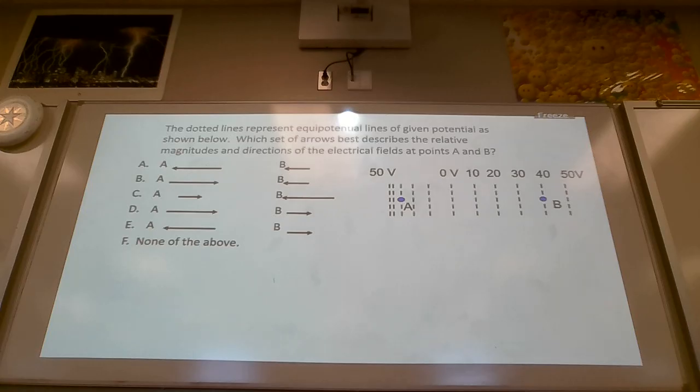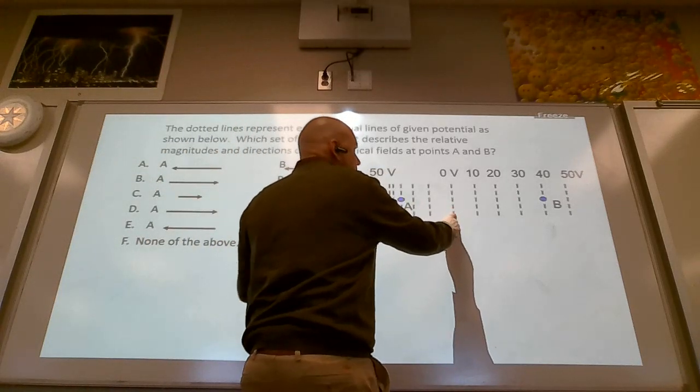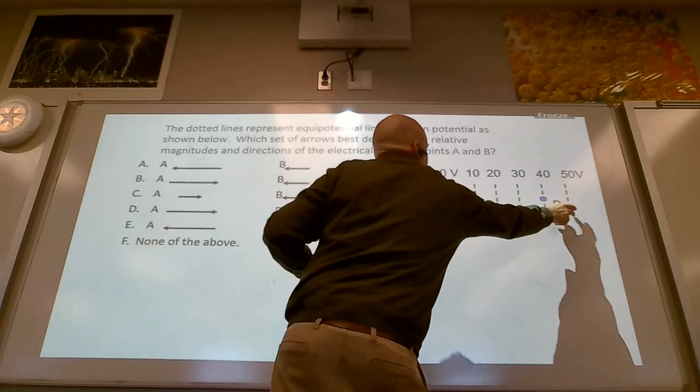What do you say? Boisterous balloon. Okay, the weird thing is this is 0. You have a positive 50 and a positive 50.